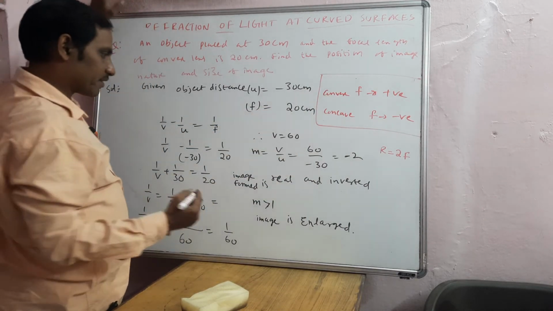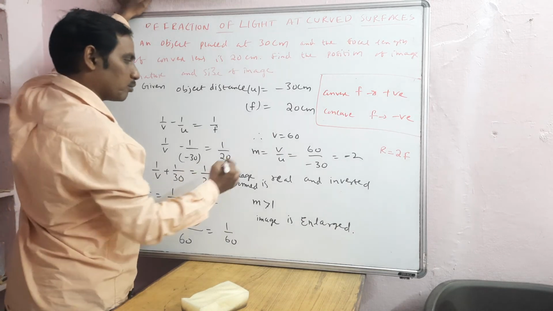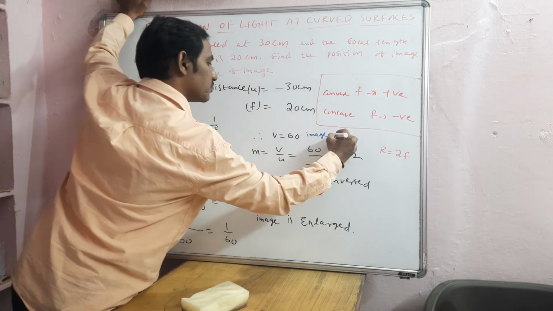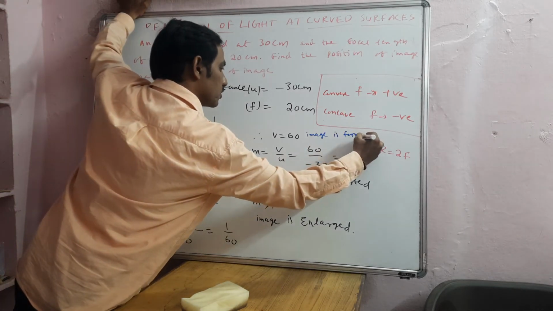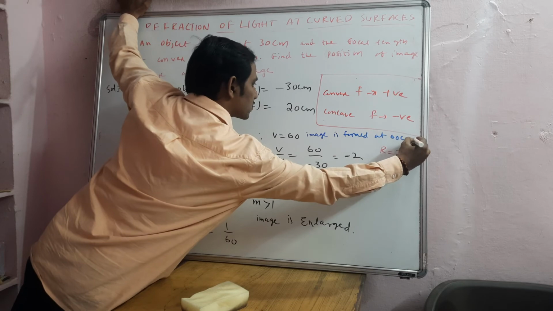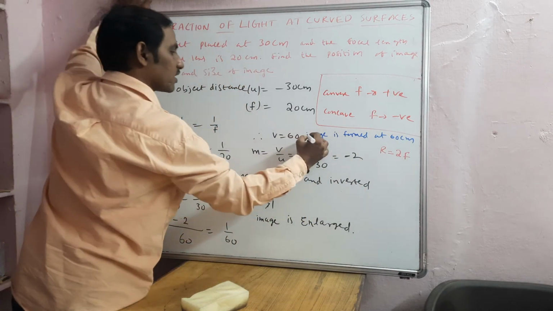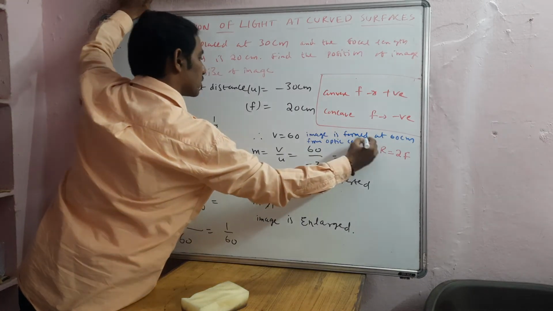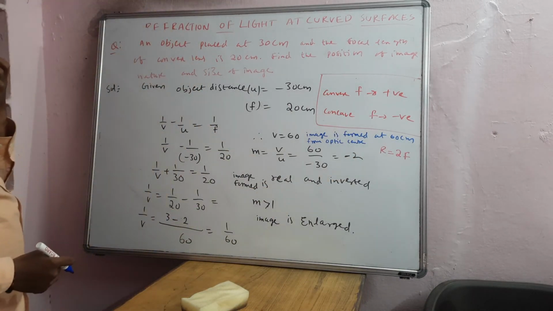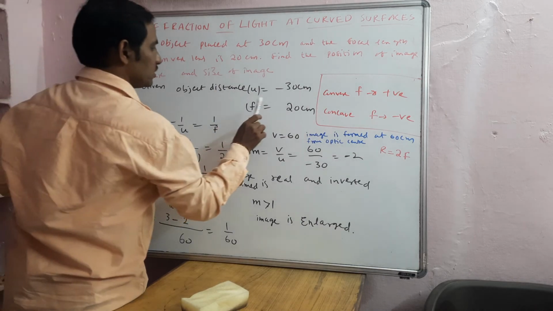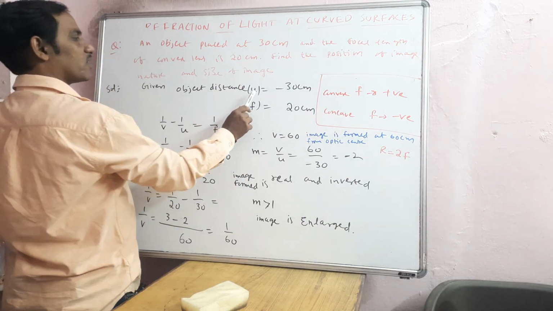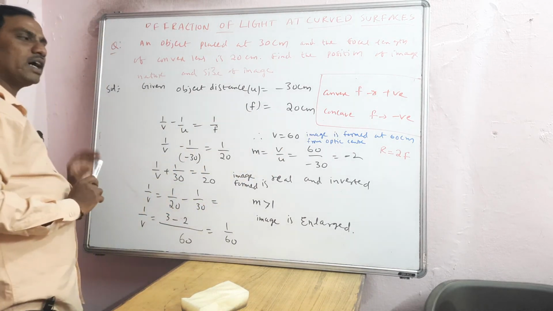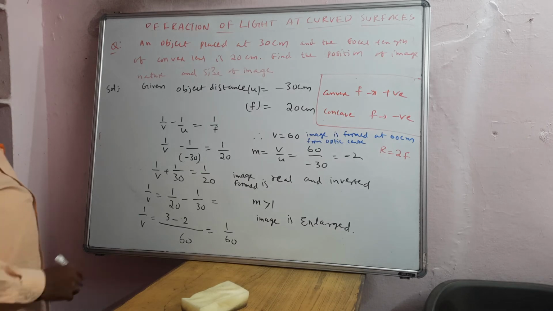When you are writing in exam, you have to write point wise like this. When you got V as 60, you write the image is formed at 60 centimeters from optic center. 60 centimeters from optic center means it is beyond 2F. Actually, if you imagine the situation, the object is kept between F and 2F, but the image is formed beyond 2F, real, inverted and enlarged. So this is one point.